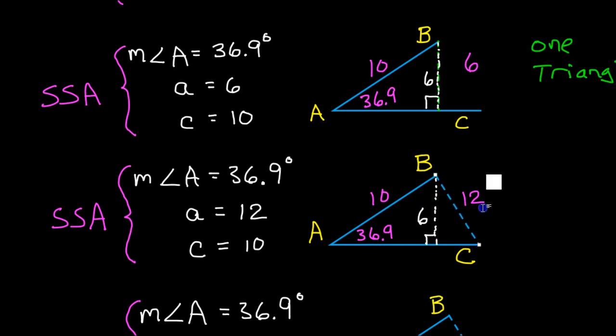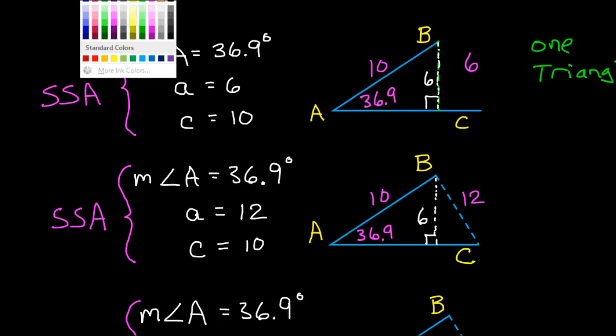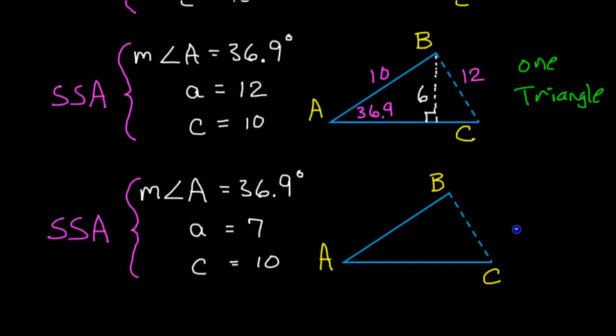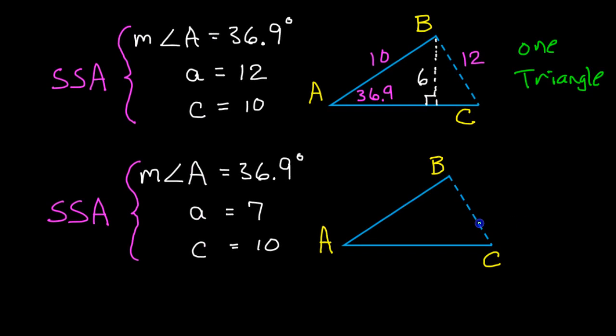So it's only going to make one triangle once again. And this triangle looks like this. So one triangle. So I could just go ahead and solve this using the law of sines. But there's one more situation that we have to watch out for.